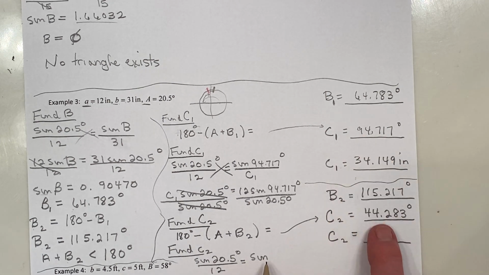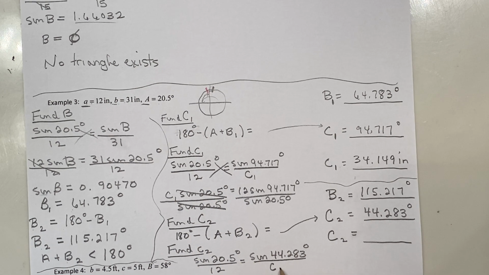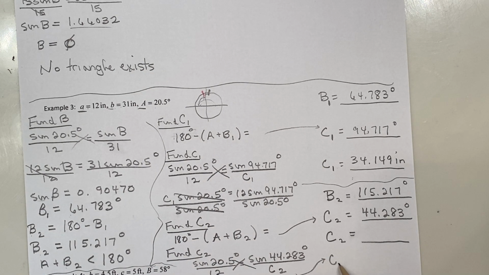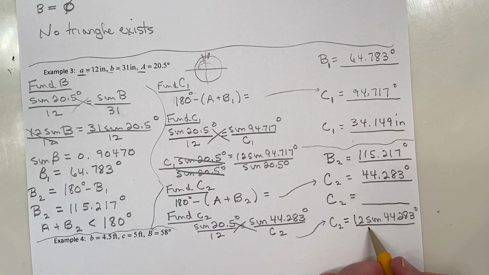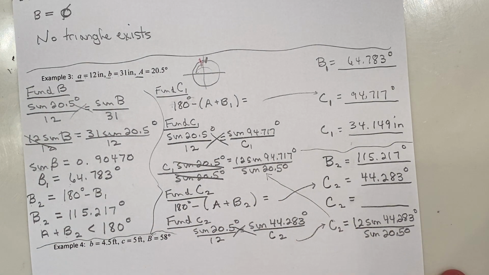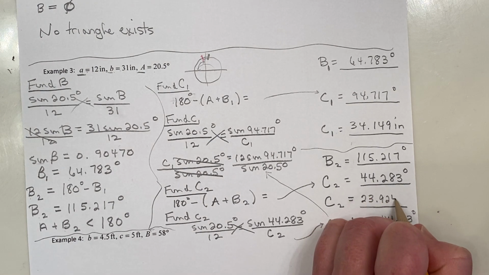But now instead of using C1, I'm using C2 and finding C2. So we're going to cross multiply. I'm going to come over here. C sub 2, I'm going to get right to what it is when I divide that out. So notice it's the same fraction as up here, it's just that I'm finding the sine of C sub 2. And doing all that work, we get 23.924 inches.